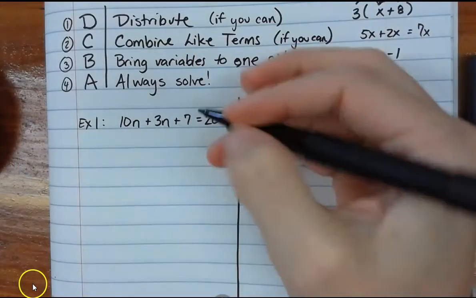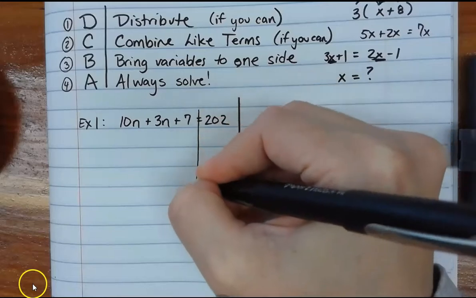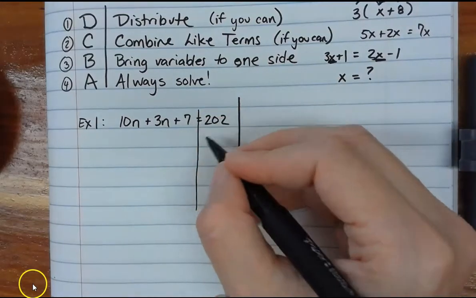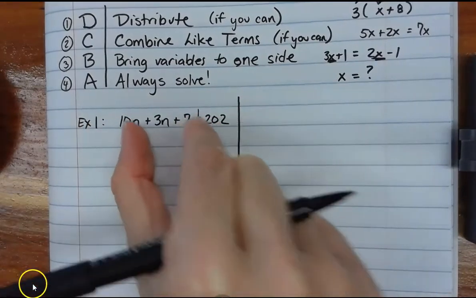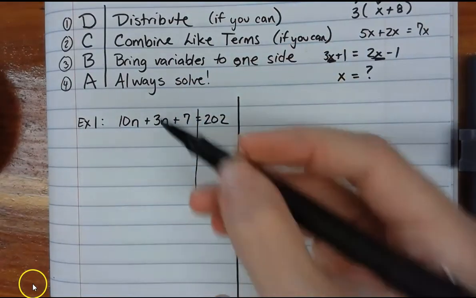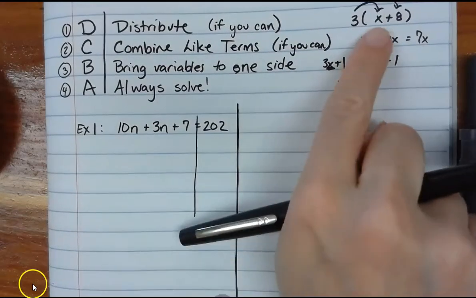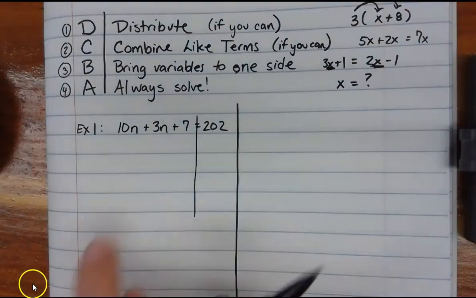Now, one step I did not write in here, and you probably have already done, is we want to draw a line down through our equal sign because that's our balancing point. If something is equal, we want to keep this side separate from this side because this side is equal to this side. So I always draw my line down through my equal sign, and then we follow the steps. Distribute if you can. Do we see any parentheses that we're able to distribute in? No, there's no distributing here, so step 1 is done.